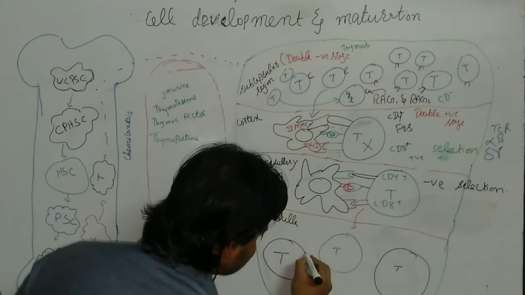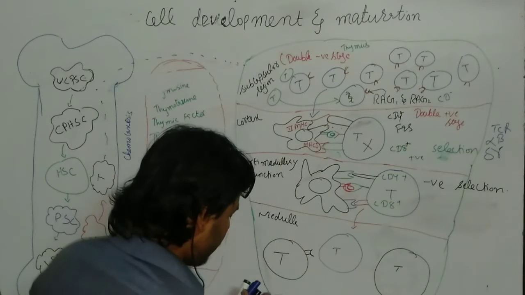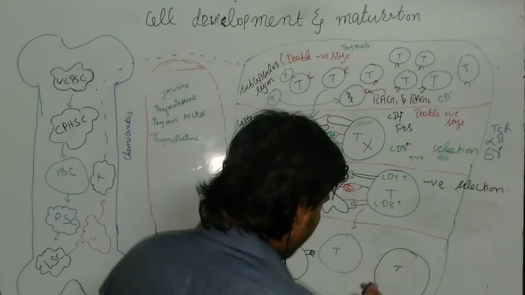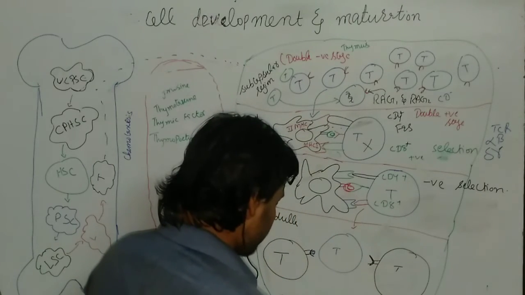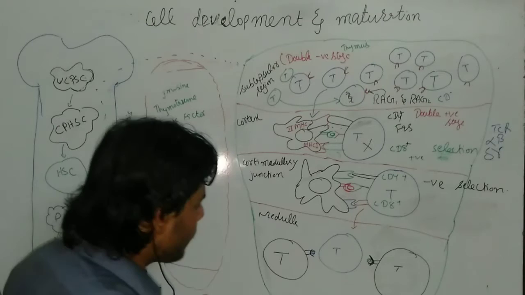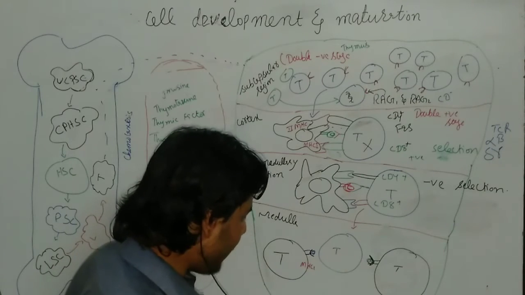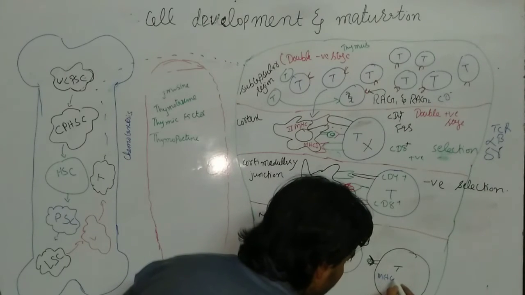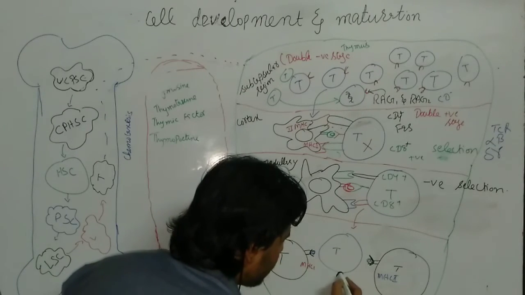In this last stage, at one end of this thymocyte, they have the MHC1 molecule, and this MHC1 molecule has the antigen. Similarly, this cell also has an MHC molecule, which we call MHC2 molecule, and it also has an antigen. Now they have the T cell receptor, as you can see.